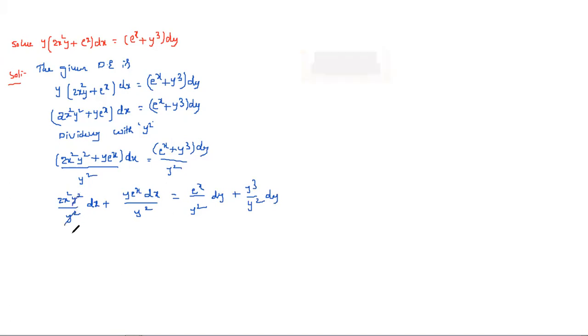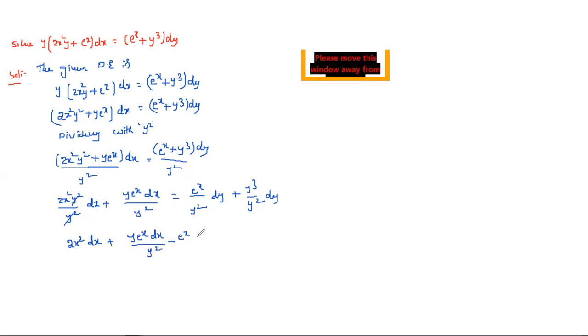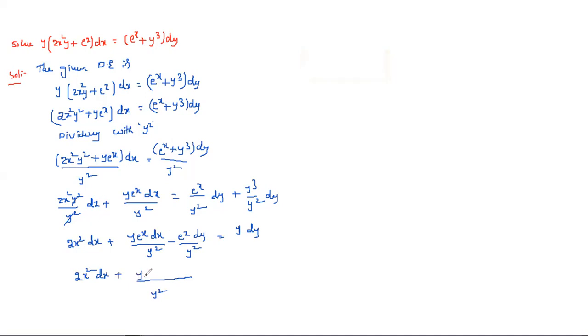So here the y² will cancel, and then what is remaining? 2x² dx plus y eˣ dx by y². And next, take this term to this side: minus eˣ dy by y² is equal to y dy. Next, here it is 2x² dx. And if you observe, here it is y², you can take the LCM, and then we can write y eˣ dx minus eˣ dy is equal to y dy.